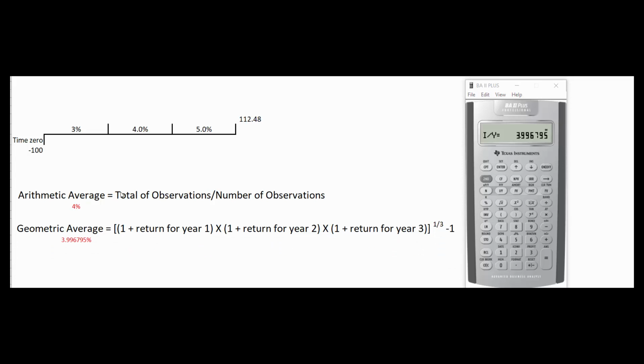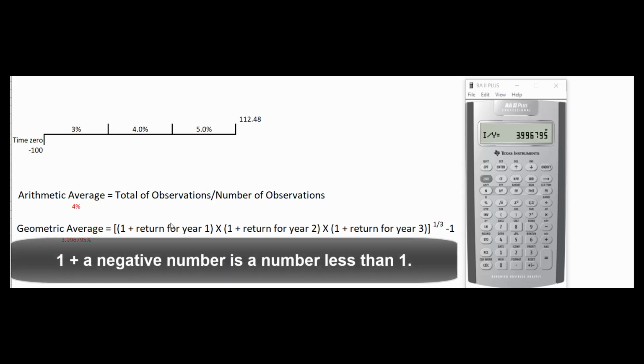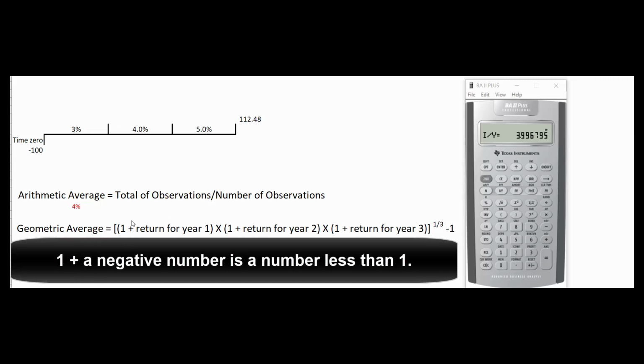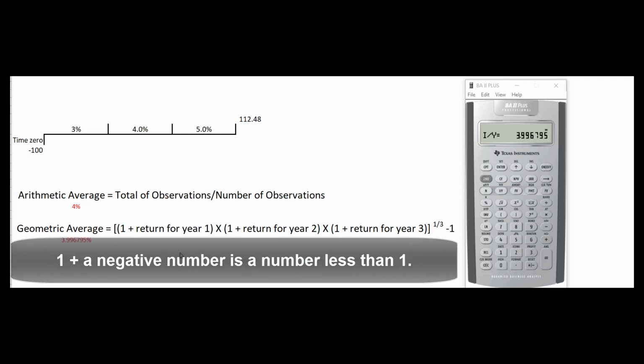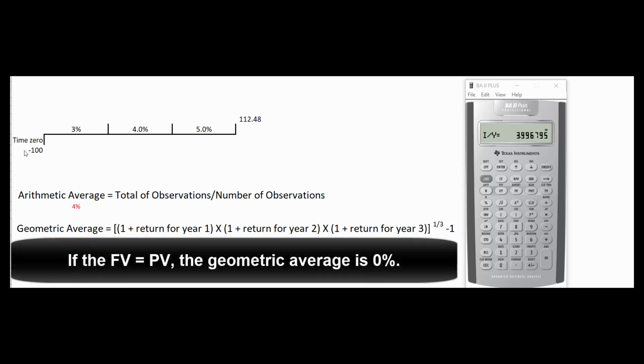A little heads up, if you're doing a geometric average and one of these returns is negative, then one of these factors is going to be less than 1. So if you lost 15%, 1 plus a negative 0.15 would be 0.85. Another heads up, if you started out with $100 and you ended up with $100, it doesn't matter what happened in the meantime as far as the geometric average is concerned, it's going to be 0.